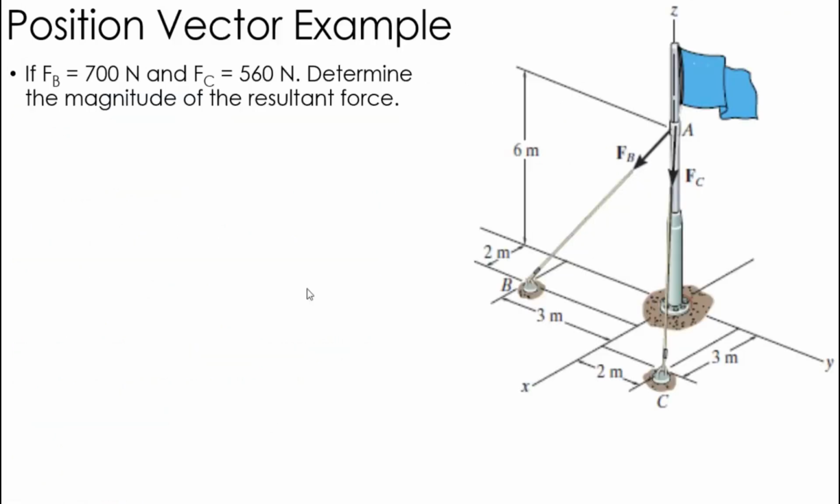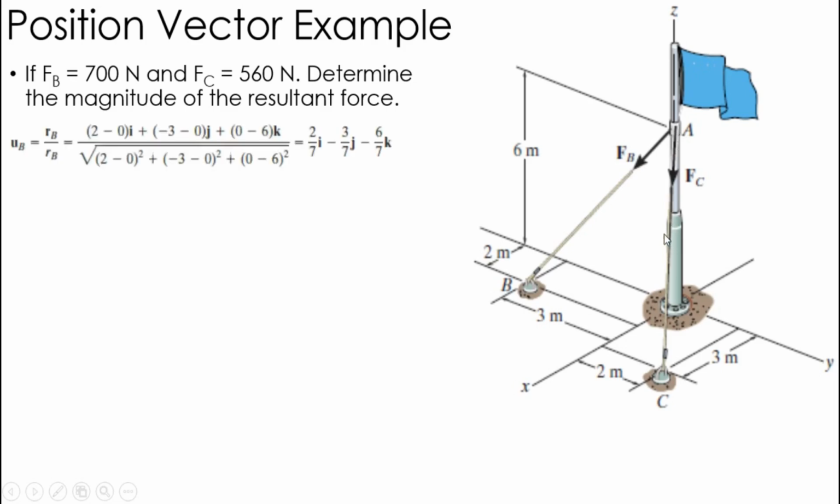In this problem, we want to determine the magnitude of the resultant force, knowing that FB, the force from A to B, is 700 newtons, and FC has a magnitude of 560 newtons. So to start this, I'm going to write FB and FC in Cartesian form. In order to do that, I need to take those magnitudes, 700 and 560, times the unit vector in the direction from A to B and A to C.